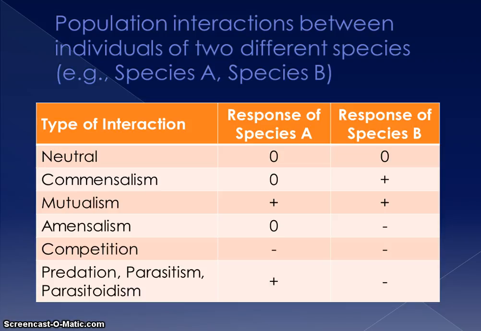Commensalism is described as no effect for species A and a positive effect on species B. Mutualism is described as positive effects for both species. Amensalism is described as no effect for species A and a negative effect for species B. Competition results in negative effects for both species. Predation and parasitism are described as having a positive effect for species A and a negative effect for species B.